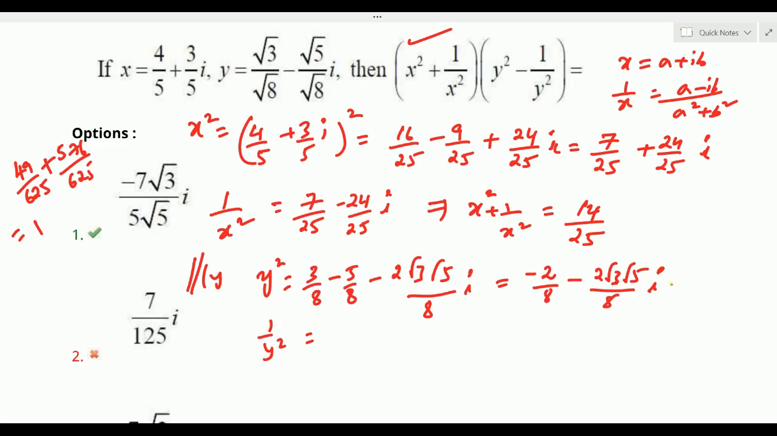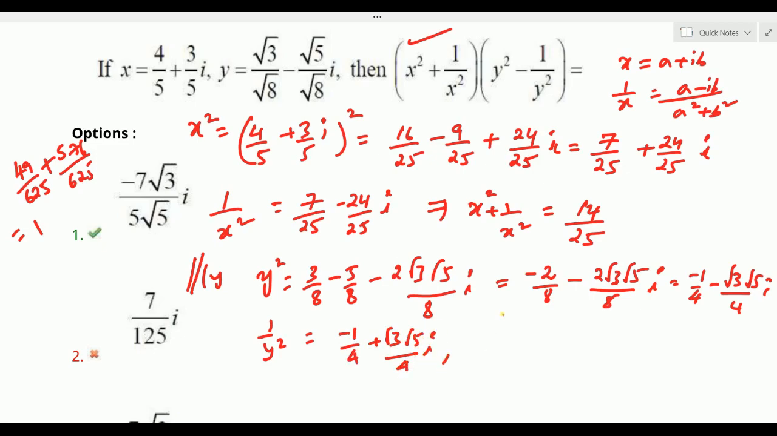ఇక్కడ ఒక 2 క్యాన్సిల్ చేసేచ్చు కదా. minus 1 by 4 minus root 3 into root 5 by 4 into i. సేమ్ ఇందాక a plus ib ని ఎలా రాసుకుని a minus ib by a square plus b square, ఇక్కడ కూడా a square plus b square అనేది 1 అవుతుంది. అందుకని దీని ఎలా రాయొచ్చు: minus 1 by 4 plus root 3 into root 5 by 4 i రాసేయండి డైరెక్ట్‌గా.